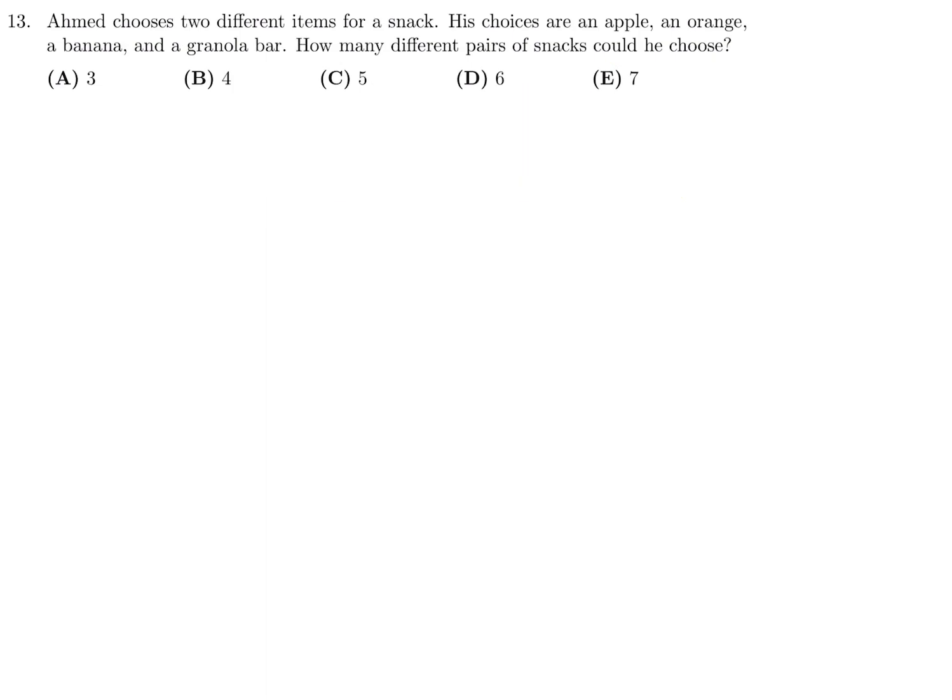Ahmed chooses 2 different items for a snack. His choices are an apple, an orange, a banana, and a granola bar. How many different pairs of snacks could he choose? For the first snack, he has 4 choices. For the second snack, because they have to be different, he has only 3 choices. Multiply and you get 12. Well, 12 is not one of the answer choices.